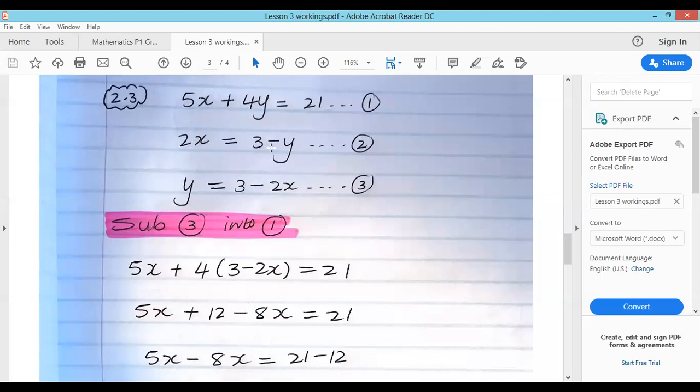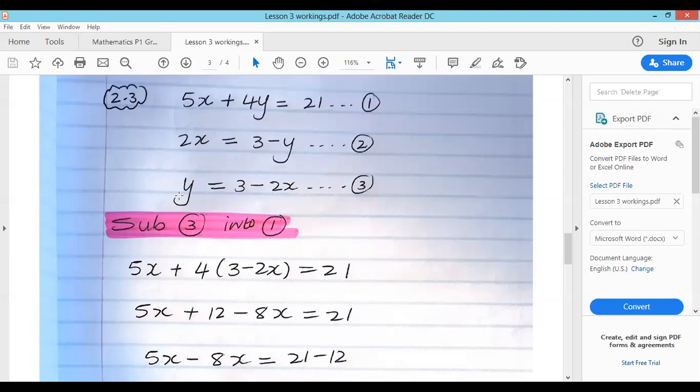2x is equal to 3 minus y. That's my equation 2. Now I can make my equation 3 from equation 2 by making y the subject of the formula. So I've transposed y to this side and it becomes positive y, because here it was negative. Then y equals 3; when you take 2x to the other side, it will be -2x.